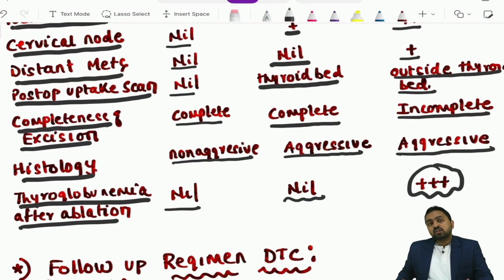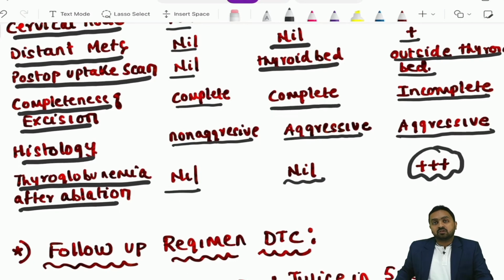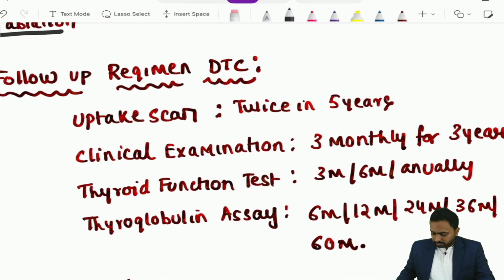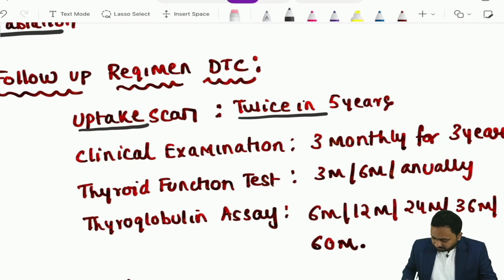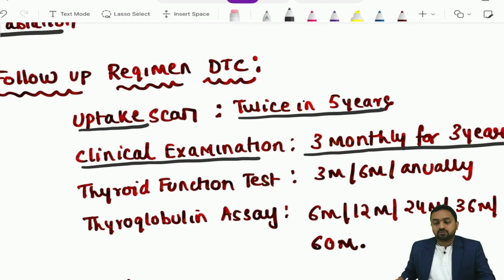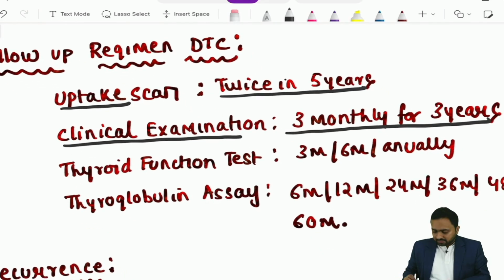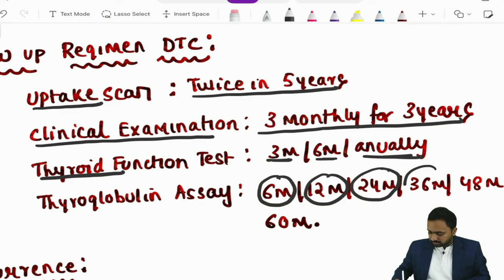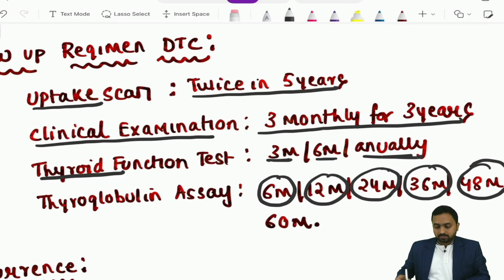Now what are the various follow-up regimens of differentiated thyroid carcinoma? For the uptake scan, you do it twice in 5 years. For clinical examination, you would do it 3 monthly for 3 years. The thyroid function tests are done at 3 months, 6 months and annually, and you have the thyroglobulin assay, which is done at intervals of 6 months, 12 months, 24 months, 36 months, 48 months and 60 months.